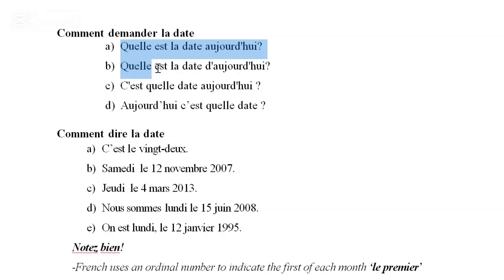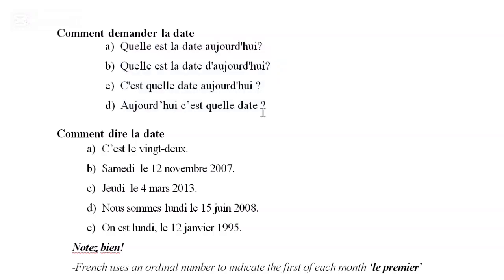You can also say quelle est la date d'aujourd'hui? You add this d'. You can also use c'est quelle date aujourd'hui? And also you can use aujourd'hui, c'est quelle date? Today is which date? So you can use either of these: quelle est la date aujourd'hui? Quelle est la date d'aujourd'hui? C'est quelle date aujourd'hui? Aujourd'hui, c'est quelle date?